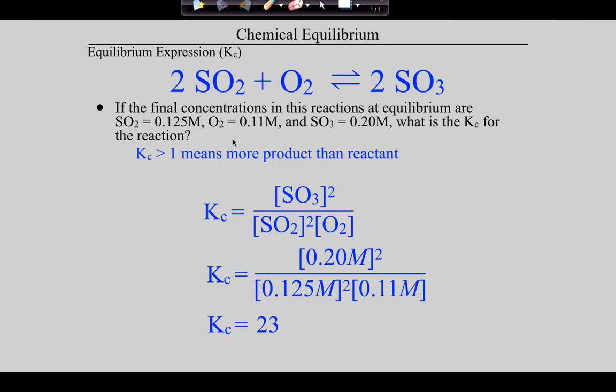So 7/3, which is 2.3. That means more product than reactant. 23. That means 23 times more product than reactant.